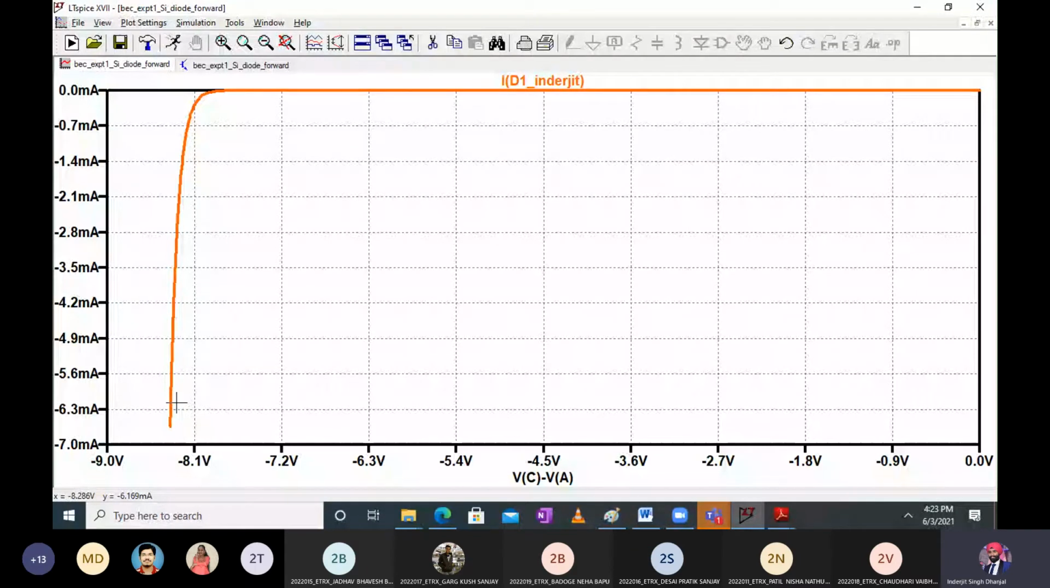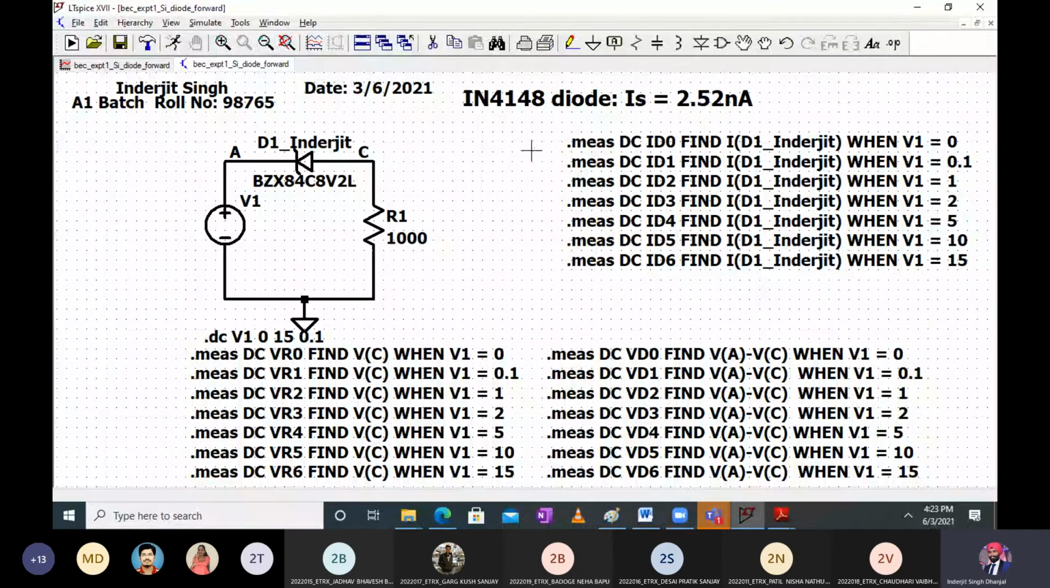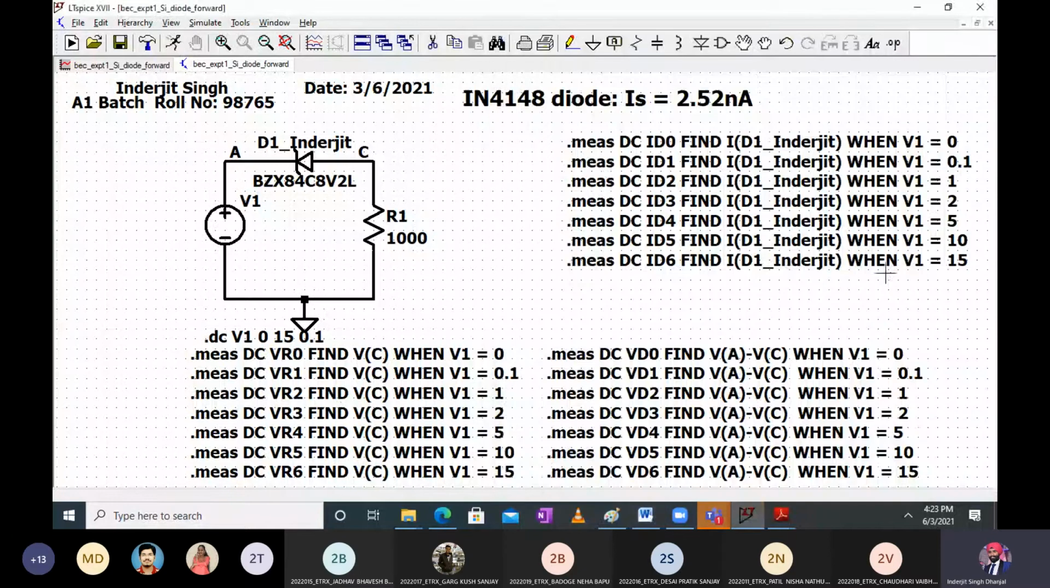Now, this diode is connected in the reverse bias. Rest, the entire analysis remains the same. I've taught you one technique of doing it using the .measure statement in LTSpice. You have to just modify those statements. That's it. Rest, everything remains absolutely the same.